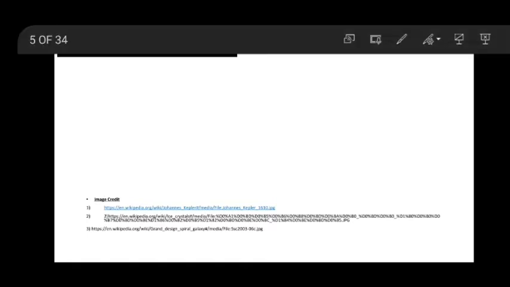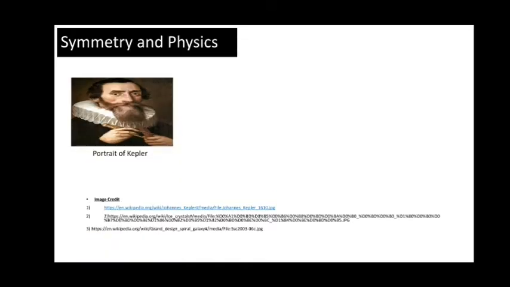So now, these symmetries of objects did not go unnoticed by our ancient philosophers and scientists. In fact, they were fascinated by the way in which objects in nature exhibited symmetry, and they believed that this would be mirrored somehow in the structure of the cosmos itself. And one of the most noticeable uses of the idea of symmetry in physics can be seen in the works of the 17th century astronomer Johannes Kepler.